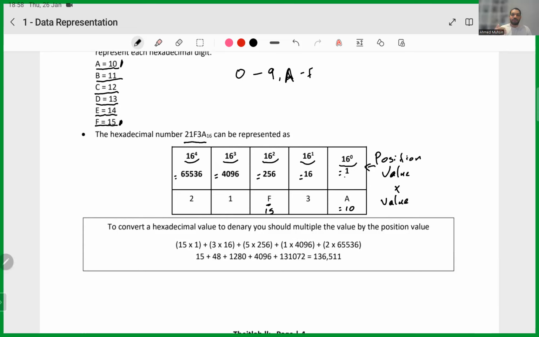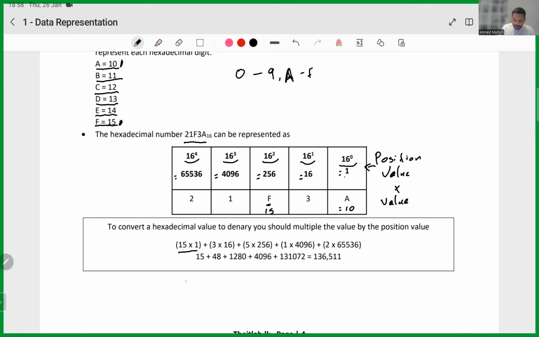Now it's time to start multiplying. You have to multiply the position value by the value. As you can see over here, there seems to be a problem. The order isn't correct. For example, 15 times 1 should actually be 15 times 256. So there's a small problem in what they have written.